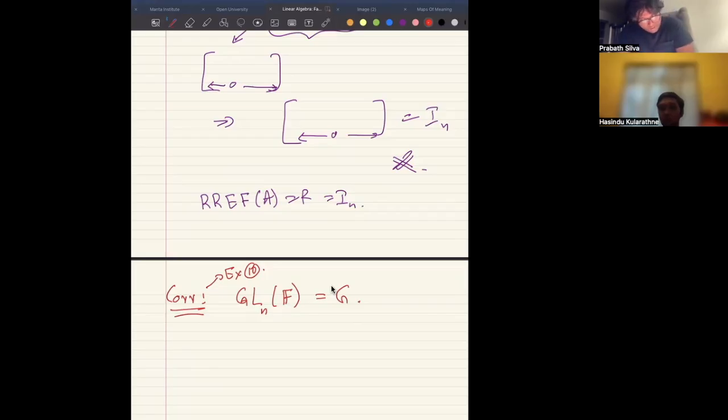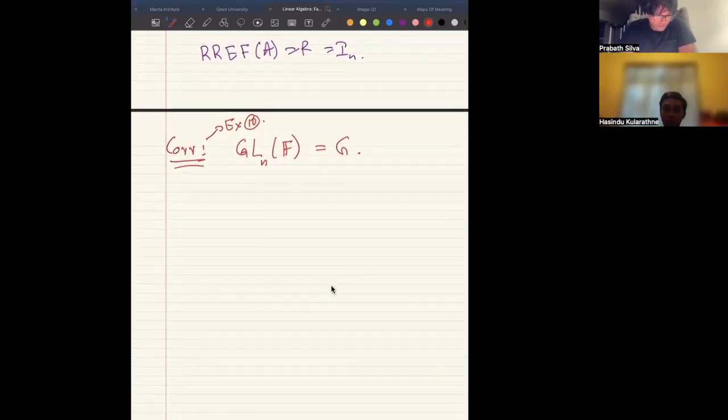So any invertible matrix can be written as a finite product of elementary matrices. Let me finish this one too. This is a very interesting one. So if you have two matrices, A and B, and their product is identity.